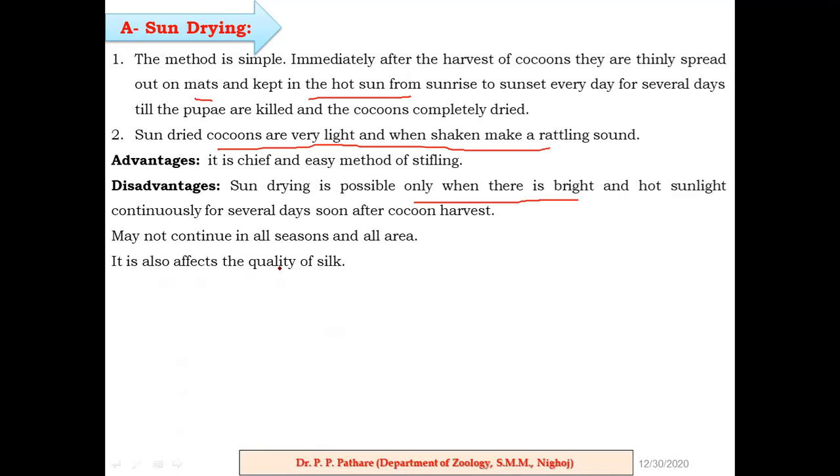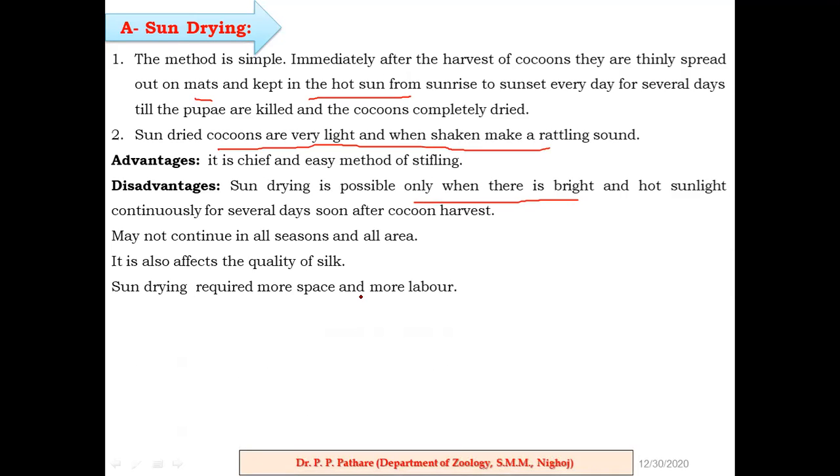It also affects the quality of silk. If the farmer continues to spread the cocoon in sunlight, some quality problems will be observed, because the sunlight is very bright and hot. So the shell of the cocoon or the shell ratio of the cocoon will be damaged. The color of the cocoon is also damaged.